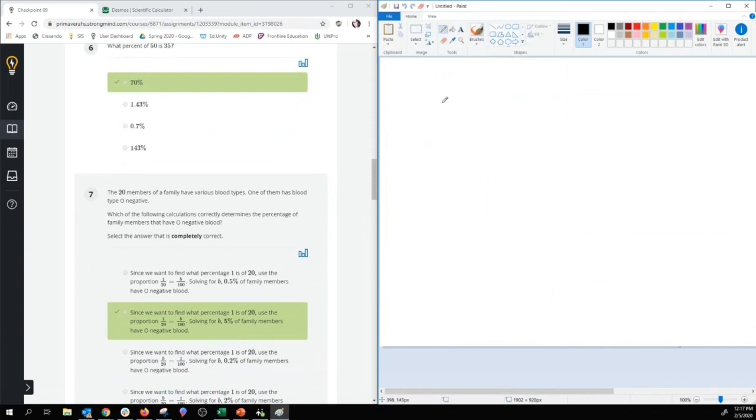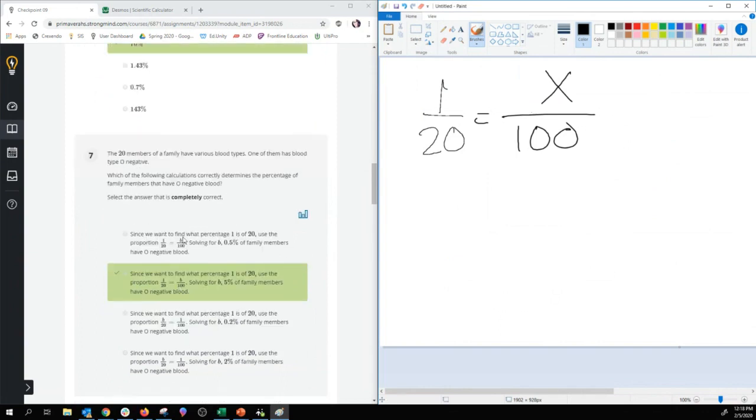Okay. So I have the 1 over 20, and that's equal to this X over 100. Okay. So it looks like when I look at all my equations that I have for my proportion, it looks like these two equations at the bottom are incorrect because the proportions are not written correctly. So now we're between these two options, and it looks like we just have to figure out what X actually is, or what our variable is.